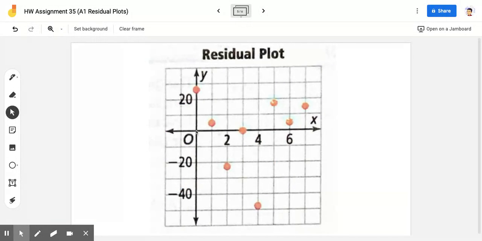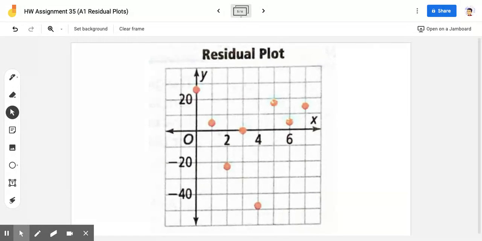So x is about 1. The residual is about 5. Or x is 1, sorry. Residual should be about 5. And that seems to be pretty on point. So this is the plot of my data sets. So let's take a look. Does a linear model fit this data set?